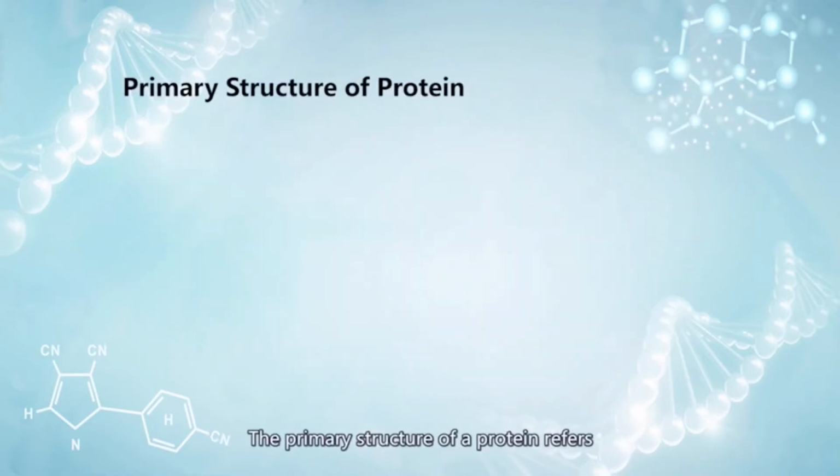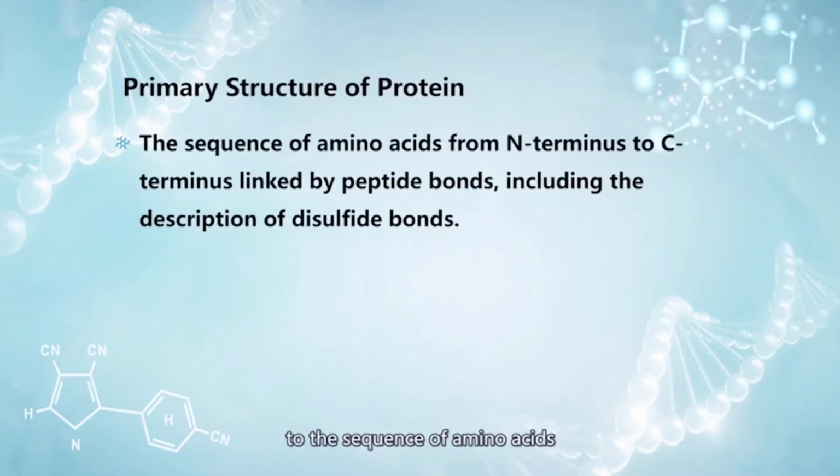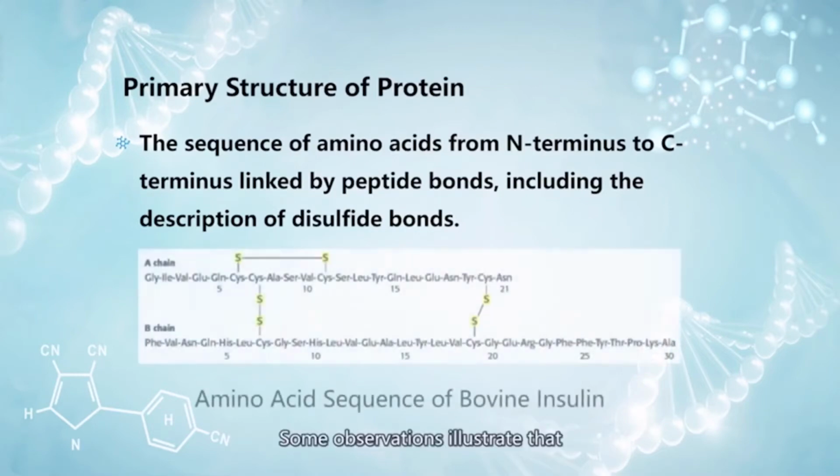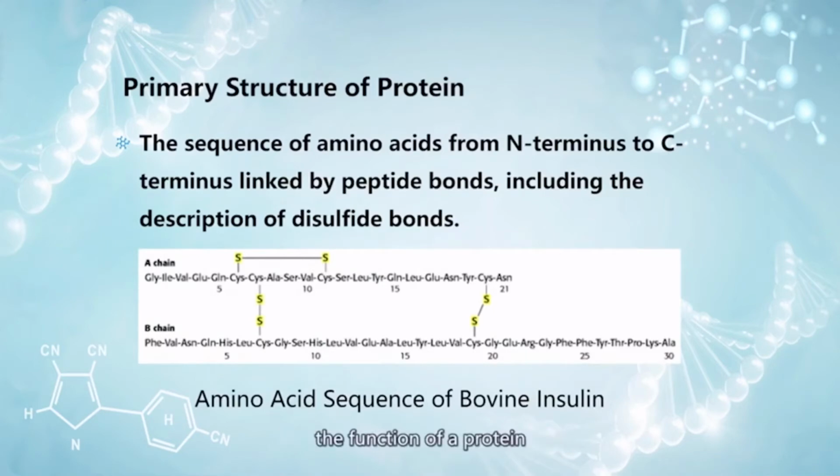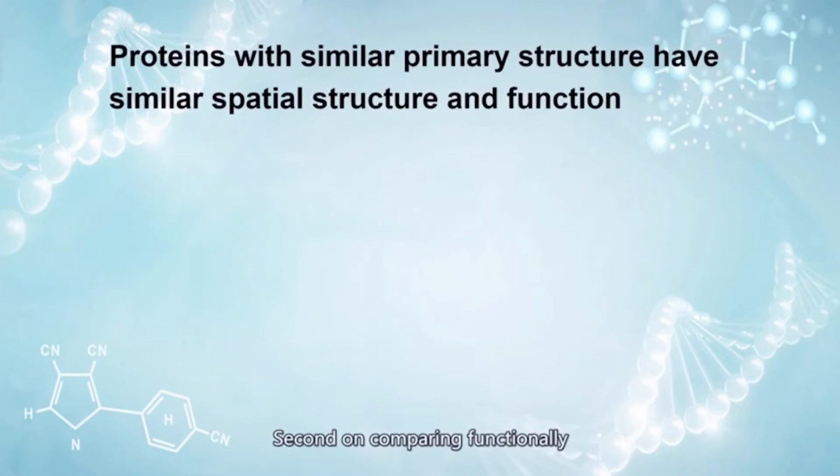The primary structure of a protein refers to the sequence of amino acids from N-terminus to C-terminus in a polypeptide chain linked by peptide bonds, including the description of the disulfide bonds. Some observations illustrate that the function of a protein depends on its amino acid sequence. First, as we have already noted, proteins with different functions always have different amino acid sequences. Second, on comparing functionally similar proteins from different species, people find that these proteins often have similar amino acid sequences.